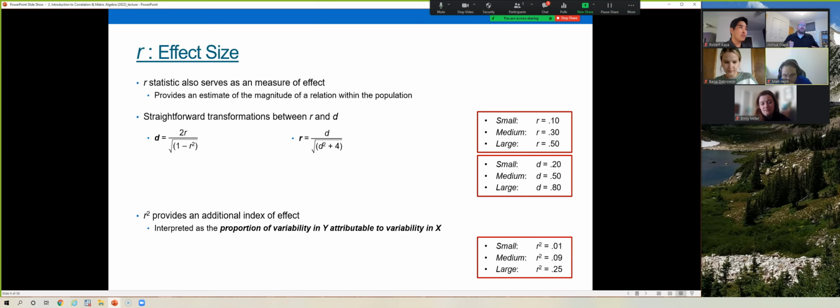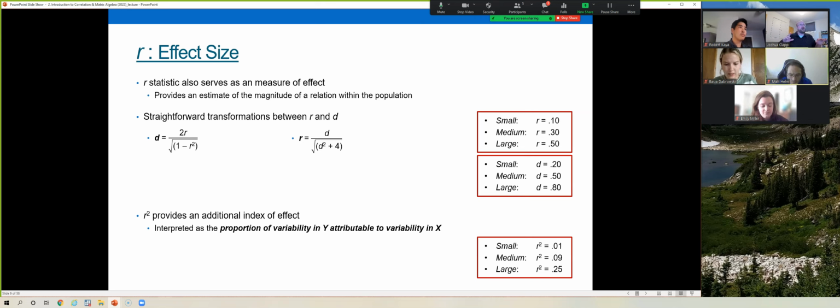Same thing here. With our Pearson correlation, what we've got is a continuous X and a continuous Y. And what it's giving me is the overlap of these 2 variables' variability. Let's say I've got a medium effect, so I've got an R squared of 0.09. That's telling me 9% of the total variability in Y is attributable to variability in X.